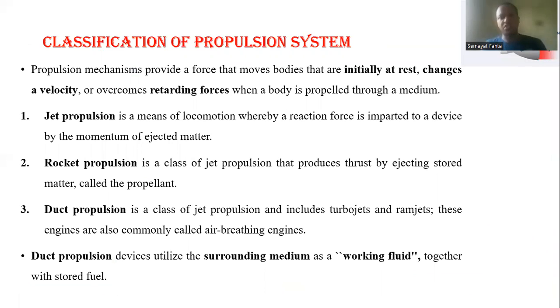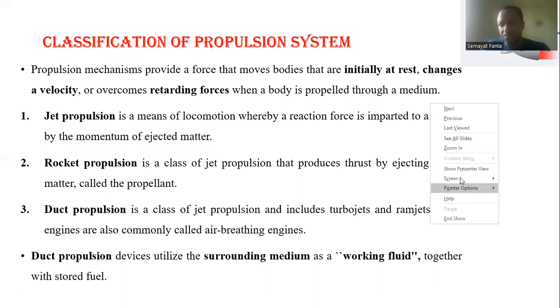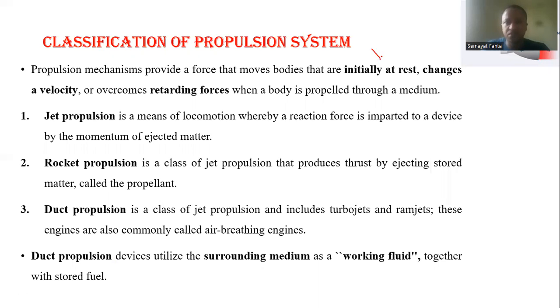Classification of propulsion systems. A propulsion mechanism provides the force that moves a body that is initially at rest. What does initially at rest mean? The object at rest means v naught is equal to 0. Yes, v naught, the initial velocity, is 0, that means the object is at rest. So moving an object at rest is one of the uses.